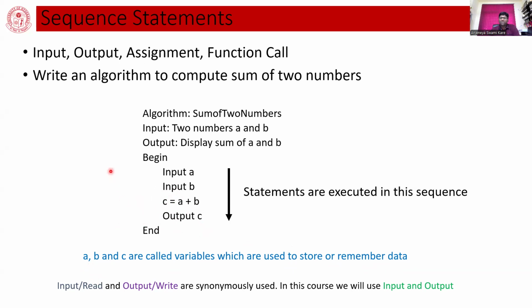While writing algorithms, many books or platforms use input or read synonymously, and output or write synonymously. In this course, we will use input for read, taking input from the user, and output for displaying the output to the user. We'll use these to construct algorithms, but in general, you may also see read and write statements for input and output respectively.